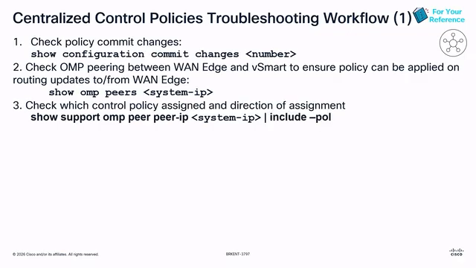The step number 3 will be to check what are the policies applied to a particular system IP, to a particular peer. And there is a support level command available. We will take a look in upcoming slides at what is really wanted here. This is a very long output. You don't need to navigate through it visually. You always use filtering, and to find all policies applied to the peer, you use the include pol keyword, so it will show you the policies.